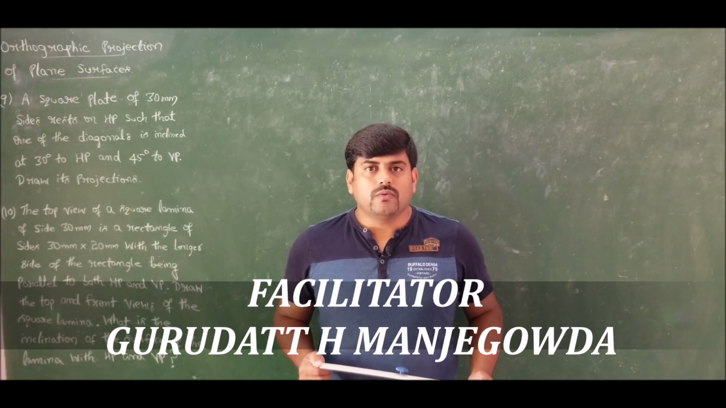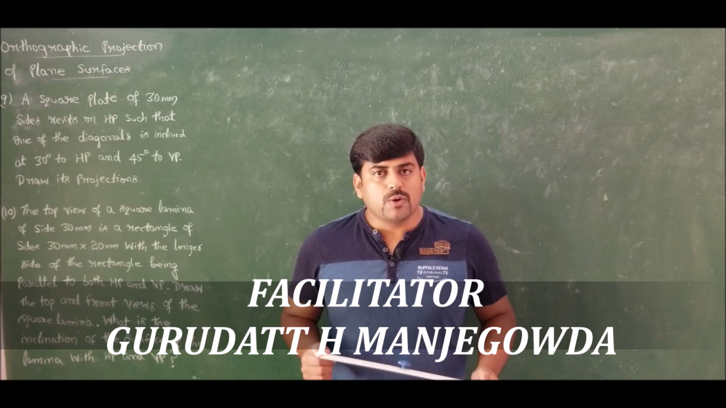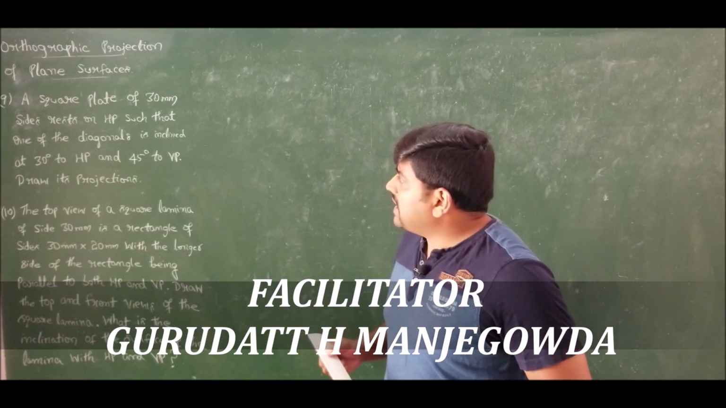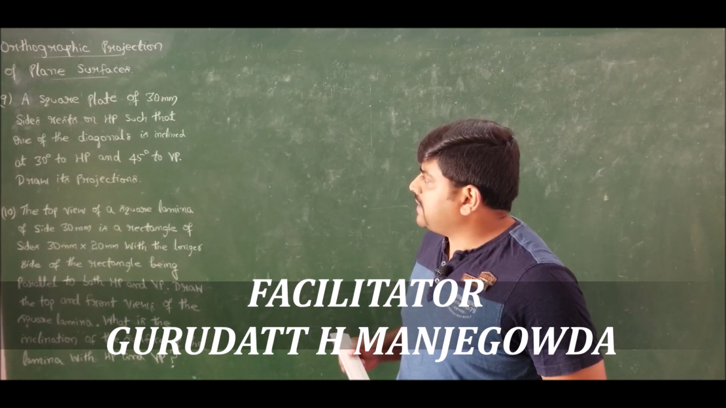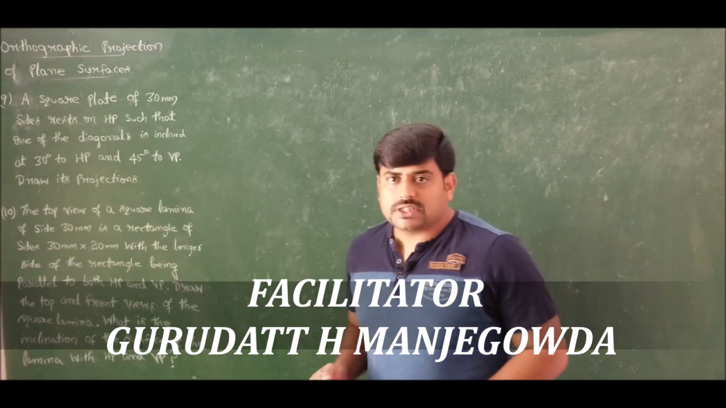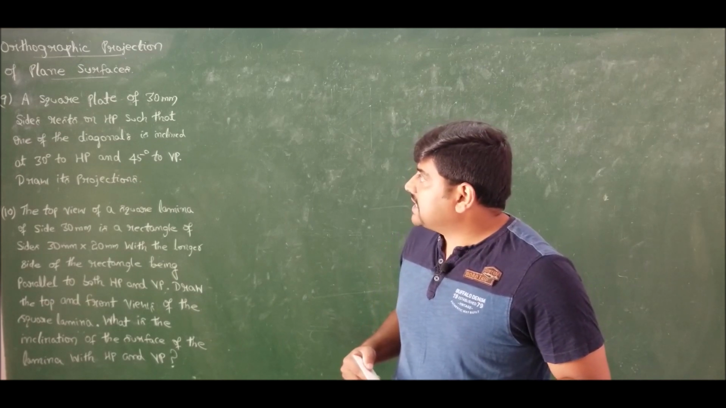In this module 2 we are discussing orthographic projection of plane surfaces. So far we have solved 8 problems on orthographic projection of plane surfaces. Moving ahead, problem number 9 states that a square plate of 30 mm sides rests on HP such that one of the diagonals is inclined at 30 degrees to HP and 45 degrees to VP. Draw its projection. We have a square plate of negligible thickness of sides 30 mm.